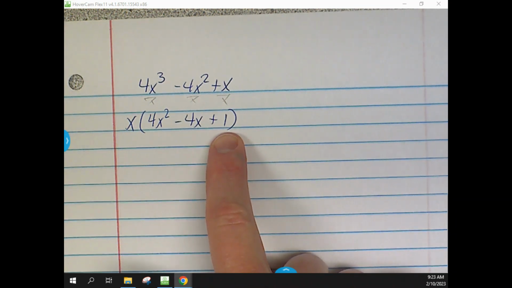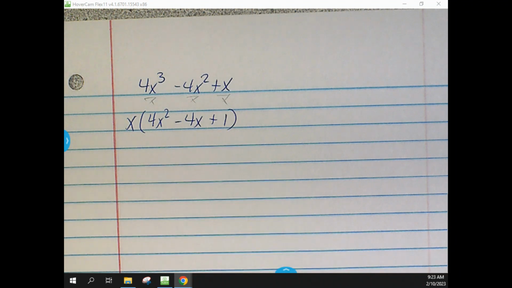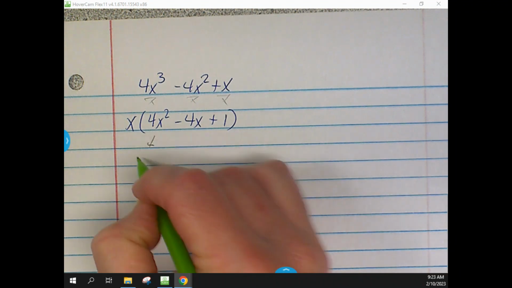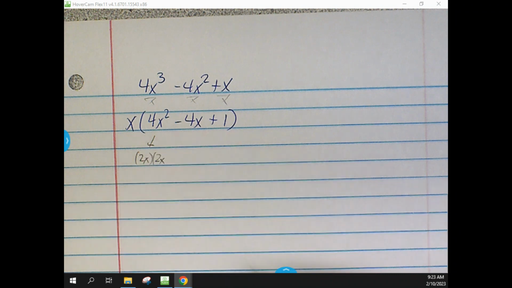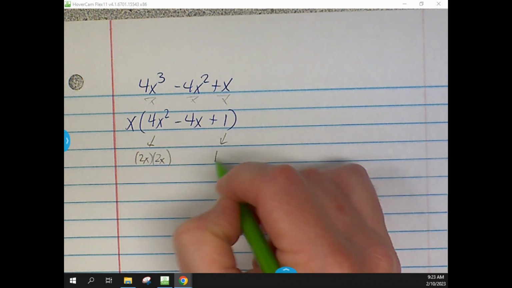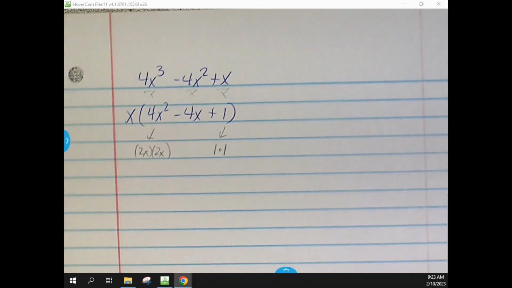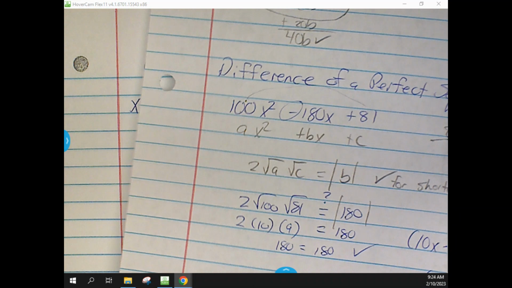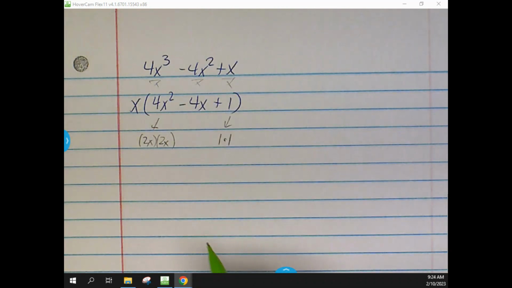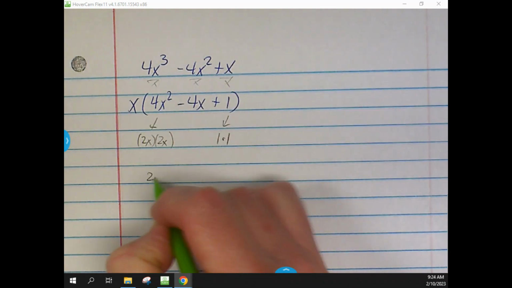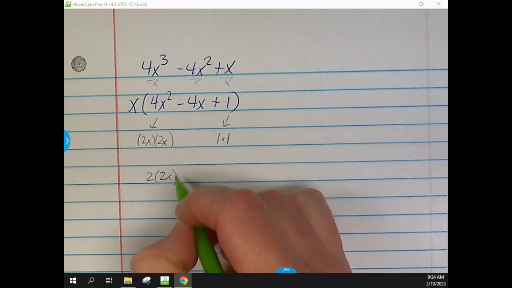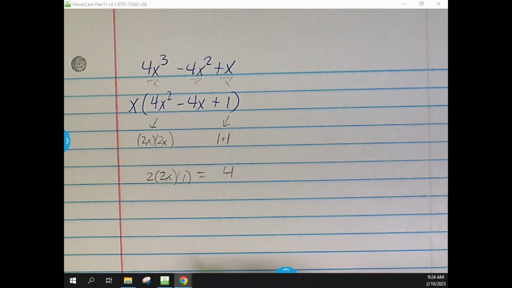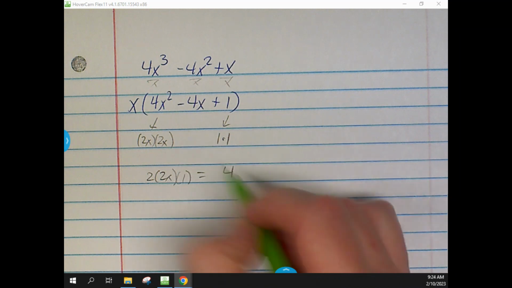So maybe one of those where you can look at it that way and go, oh, yeah, that definitely could be. Because you've got 2x squared. Well, that's 2x times 2x. 1 is the smallest perfect square number because it's still 1 times 1. And if we go with that 2 times the square root of a times the square root of c back here, there's your square root of the a term. There's your square root of the c term. And does that equal 4? Well, it does, right? Put the 4x on there.